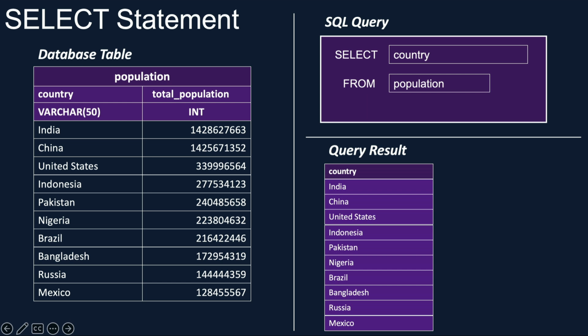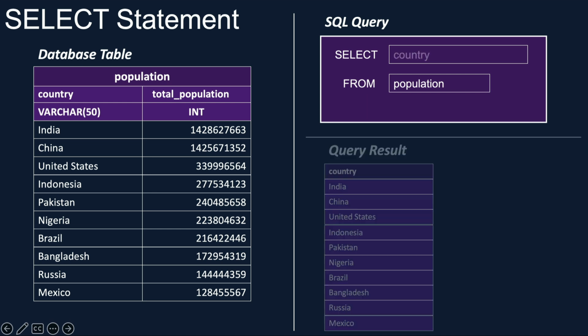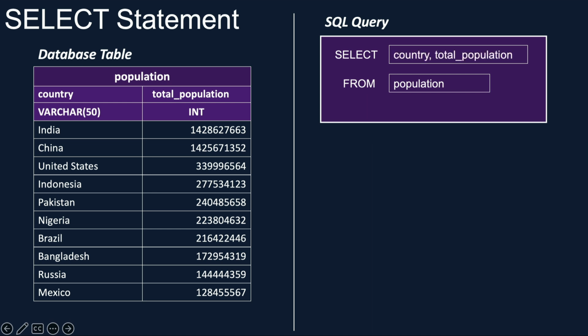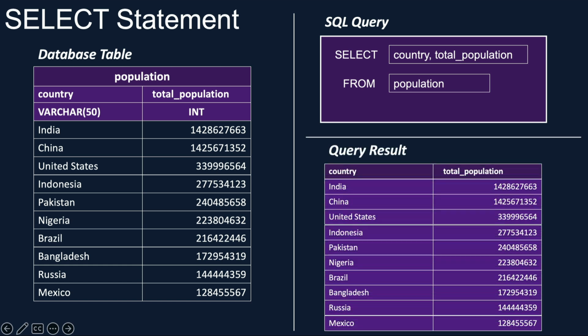If we also want to get the total population, we just have to add total population to the column list. But please remember to separate the column names with comma. The result of this query would look like this.